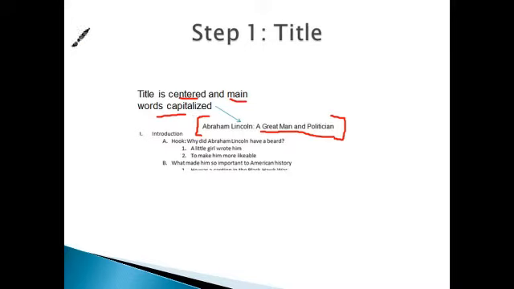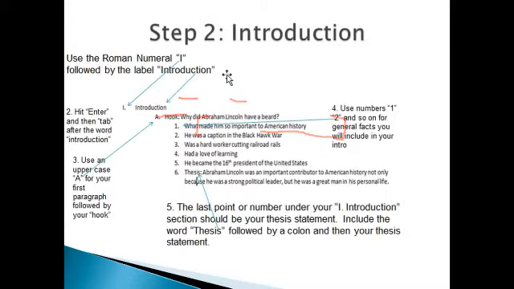Step 2, or the next step in your outline, will be to focus on the introduction section of your outline. Again, remember, when you start the first section of your outline, you'll use that Roman numeral 1 to label your introduction. Then remember, your introduction should be just one paragraph long for this paper. So you will list an uppercase A to indicate your very first, one, introductory paragraph.